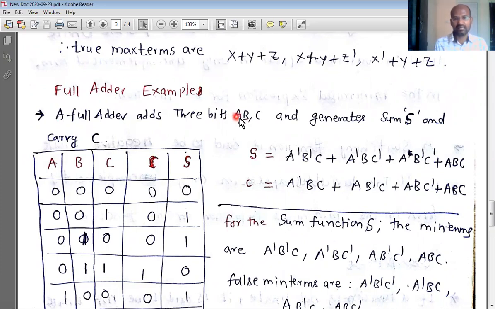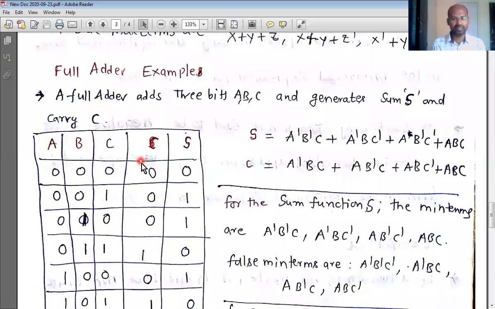Those 3 bits are A, B, C, and how many output bits will it have? 2 output bits. One is the sum bit, the other one is the carry. A circuit that takes 3 inputs, 3 bits, and produces 2 outputs, one the sum bit and the other the carry bit, is said to be a full adder. Now, that is the problem given. How do you answer this?